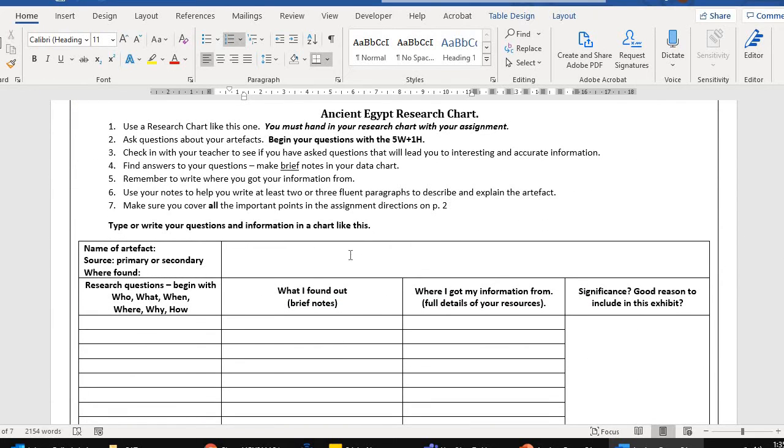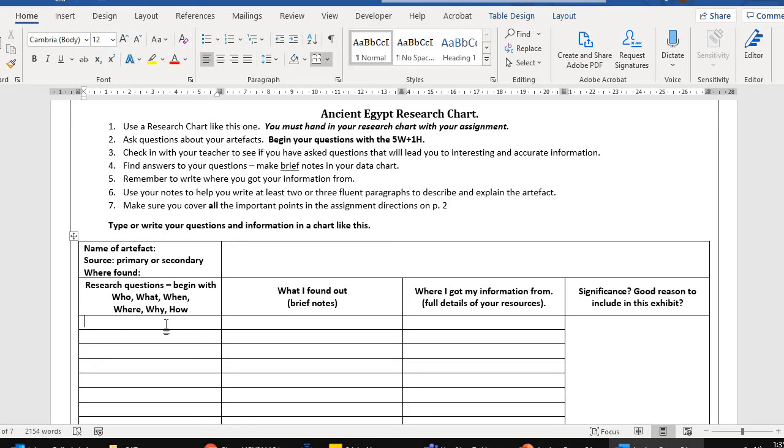So what was the name of the artifact? So let's go with a mummified cat. Was it primary or secondary? So you'd write that it was primary because it was created at the time. Where did they find it? In, let's say, a burial chamber. Right? So what is it?